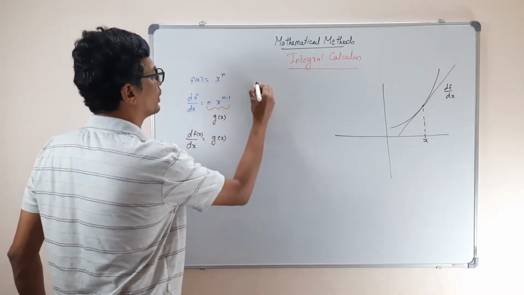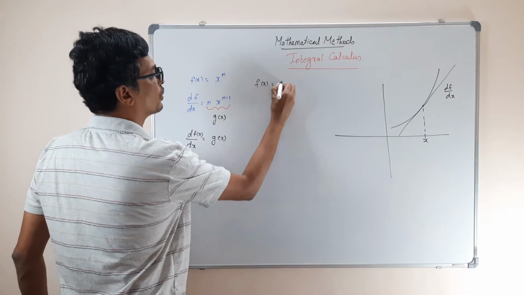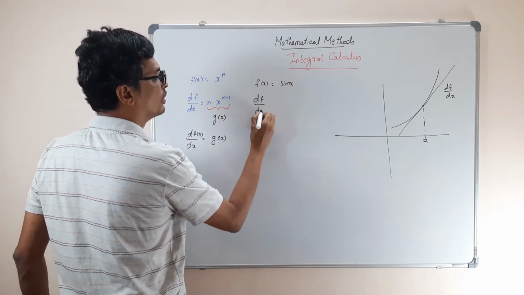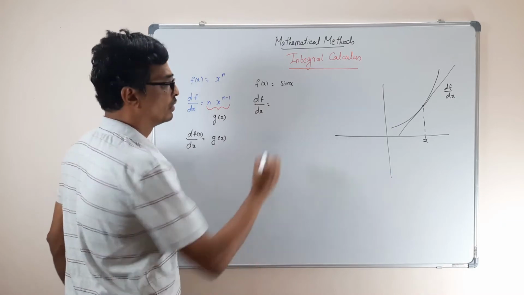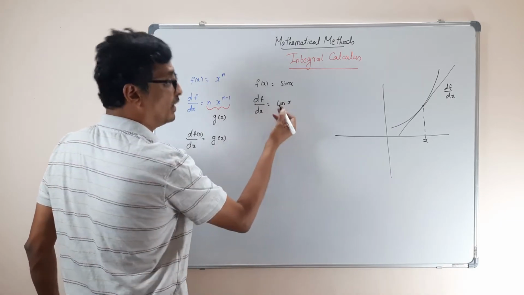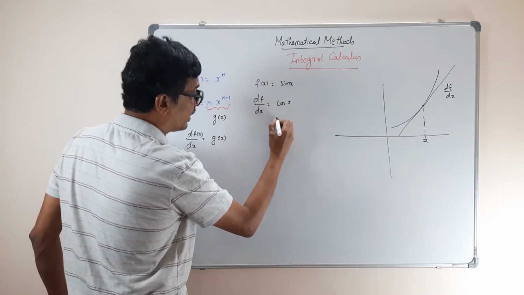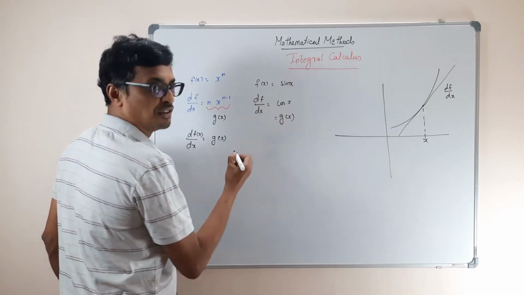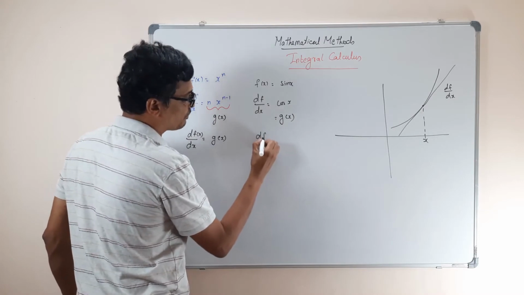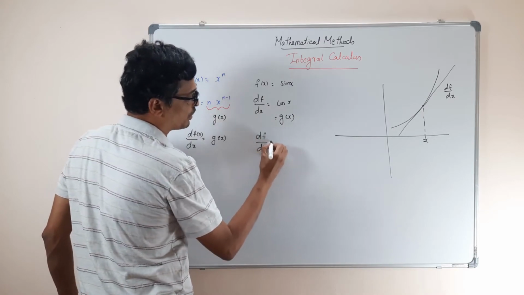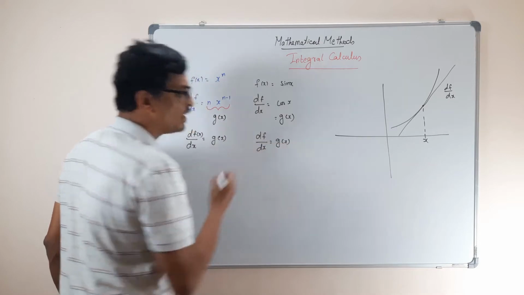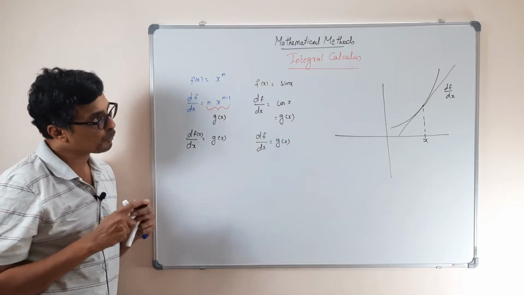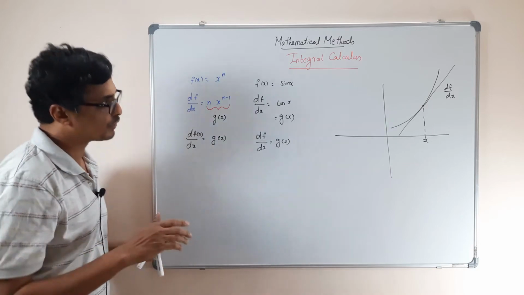Let us take this function, f of x equal to sin x. What is df by dx? We saw, cos x. This is also a function of x. It may not be f of x, maybe some different function of x. So df by dx will be equal to g of x, which can be another function of x.